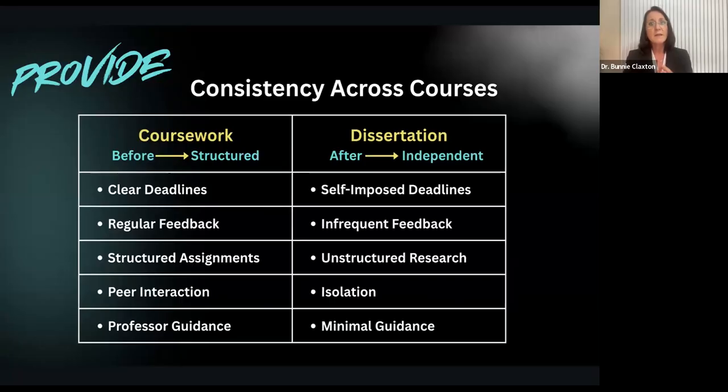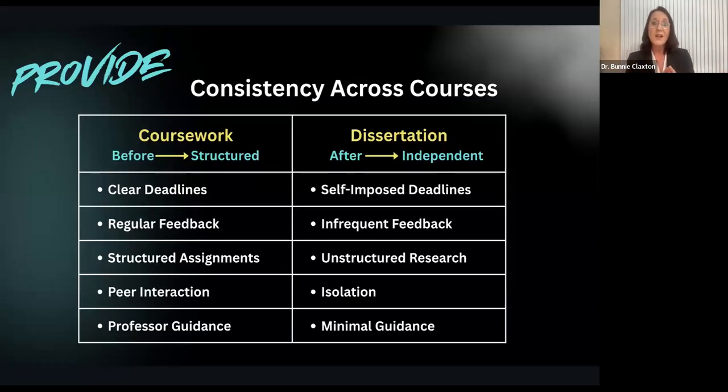Now, we said that doctoral candidates have shown proficiency in coursework. So before they get to the dissertation stage, they have clear deadlines. Oftentimes, this is those weekly assignments. They're given to them on Monday and they're due on Sunday night. So they have very clear guidelines. They're given this consistent, regular feedback. Every week, they're getting feedback from their professor. There are structured assignments. We tell them, this is what you need to do this week, and this is due at the end of the week.